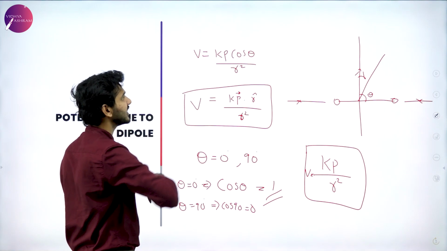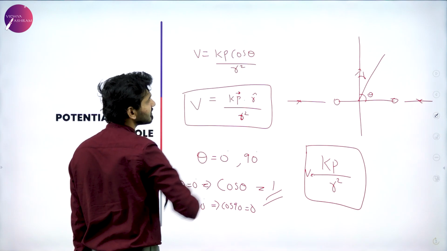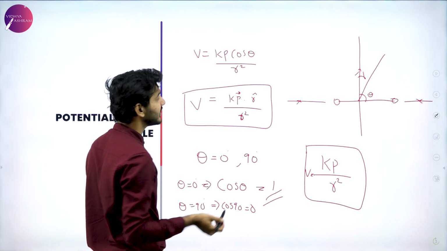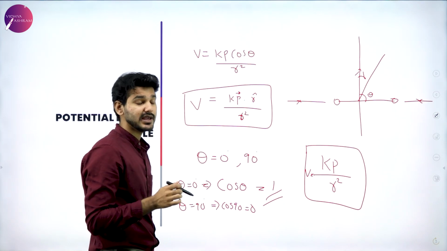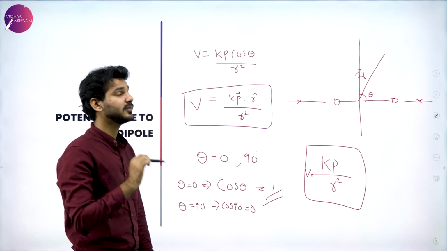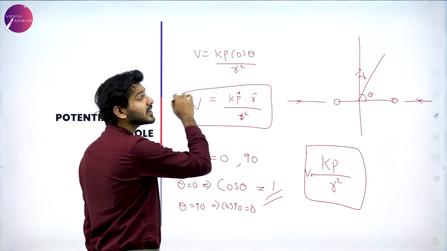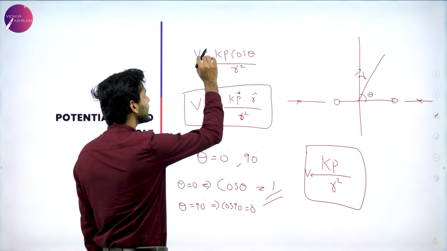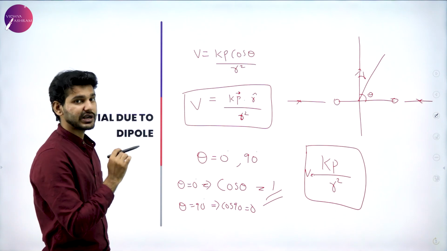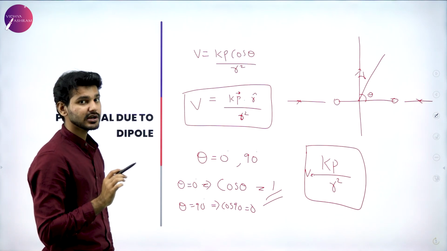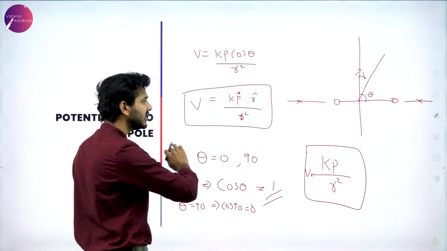So we got this form, that is Kp cos theta divided by R square, and we can say that since this is cos theta, it will be a dot product. So we can write it as the dot product of two vectors, and the angle between the two vectors will be denoted by theta. In this particular case, those two vectors are P and R. So we can say that Kp dot R cap divided by R square will be the potential of a dipole, using the dot product.